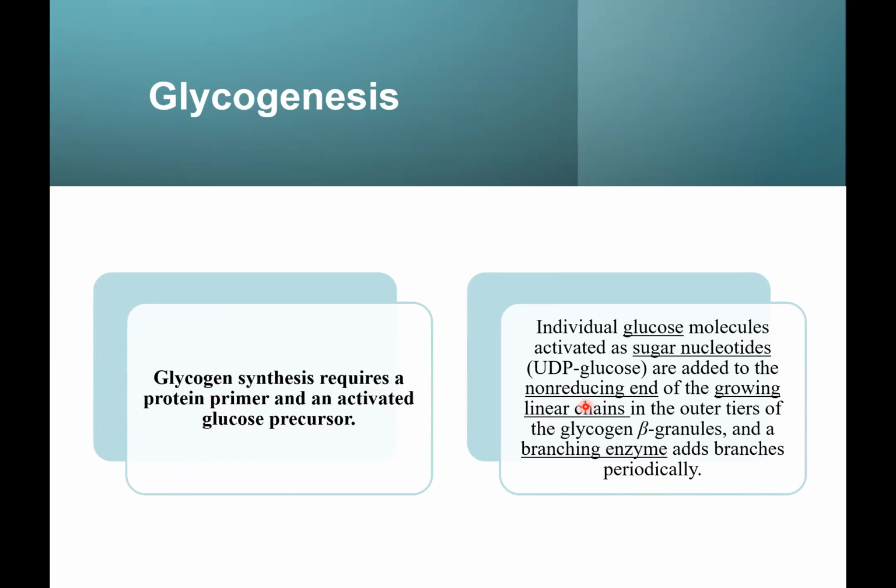So in this activated glucose precursor step, individual glucose molecules are actually activated as something called a sugar nucleotide, better known as UDP glucose. And these are added to the non-reducing ends of growing linear chains that are found in the outer tiers of these glycogen beta granules. Then a branching enzyme follows that and adds branches periodically. This is the big picture. We're going to go through all of this in more detail.